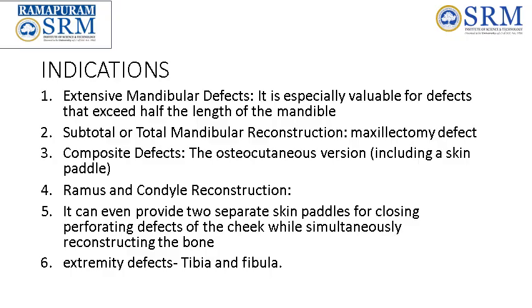Next is ramus and condyle reconstruction. You can also provide two separate skin paddles for closing perforating defects of the cheek while simultaneously reconstructing the bone, and for extremity defects like the tibia and fibula.